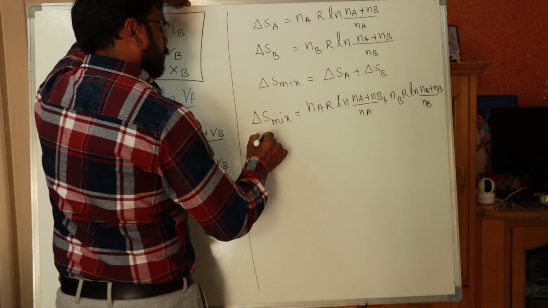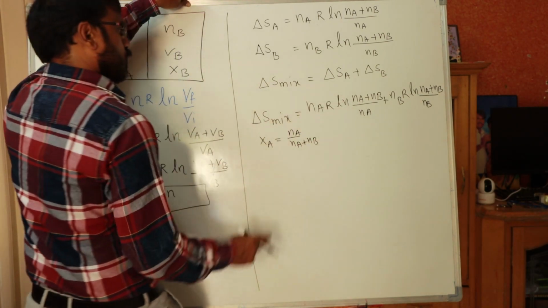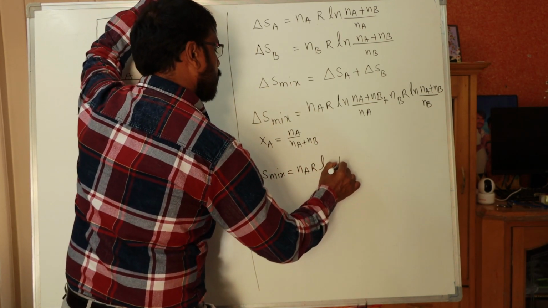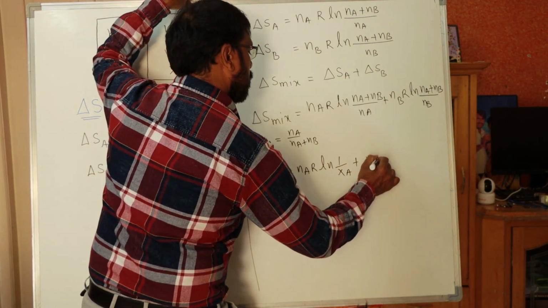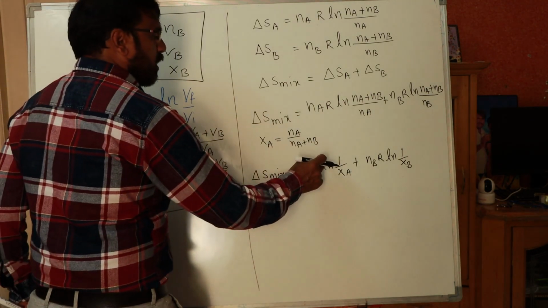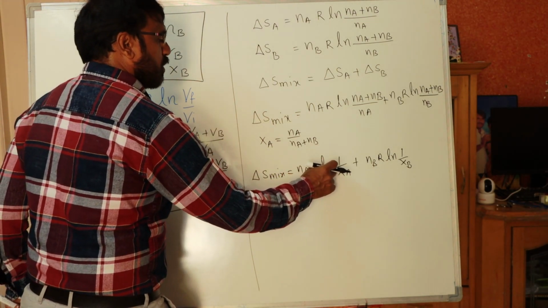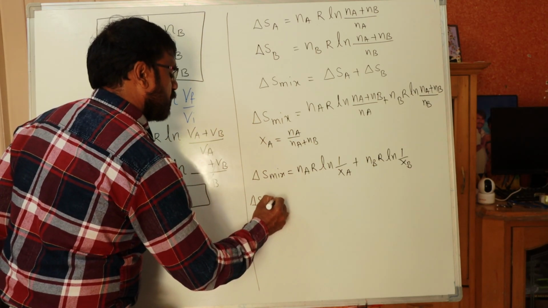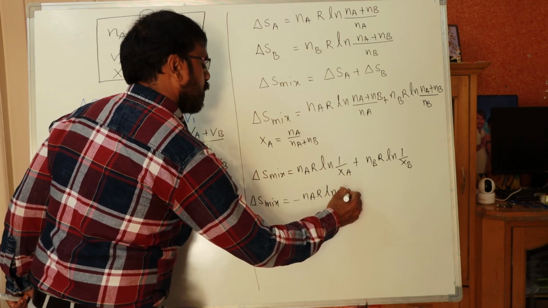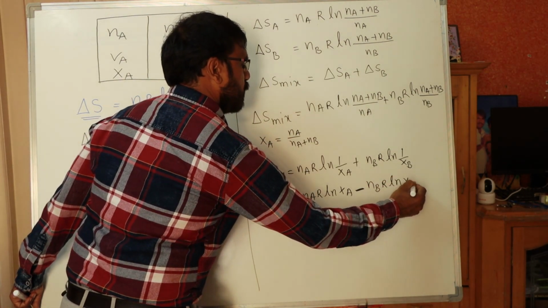Now we know that Xa is equal to Na by Na plus Nb. So directly we can write delta S mix is equal to Na R ln 1 by Xa plus Nb R ln 1 by Xb. Here ln 1 by Xa can be written as minus ln Xa. We can write delta S mix is equal to minus Na R ln Xa plus minus Nb R ln Xb.